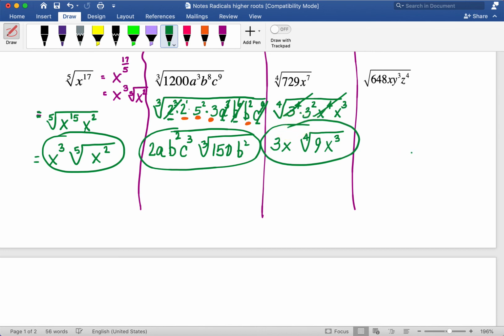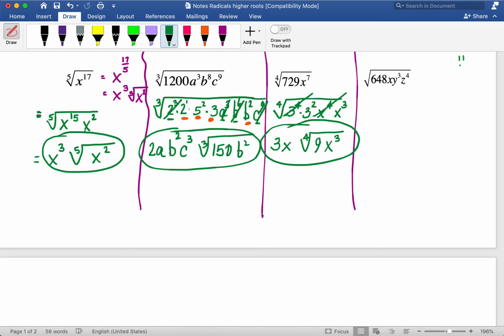Last one, 648. X, y cubed, z to the 4th. I'm going to use the calculator again. Divide by 2, divide by 2, divide by 2, divide by 2. So let's look. 648 divided by 2 is 324. You can make a little stroke tablet if you want. Okay, and that was one time. It's still even. Divide by 2.